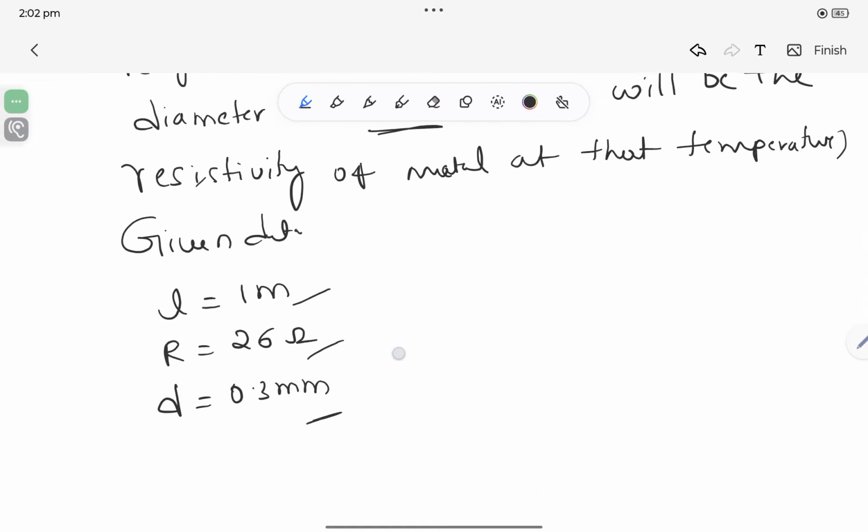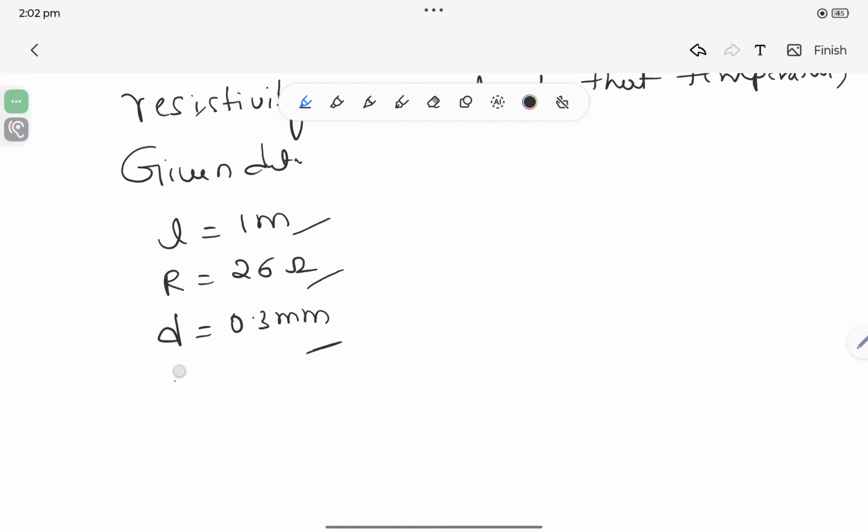What are they asking? They are asking resistivity. So resistivity rho is equal to what? Just now we discussed that formula. Resistance is equal to rho into L by A. So rho is equal to R into A by L.